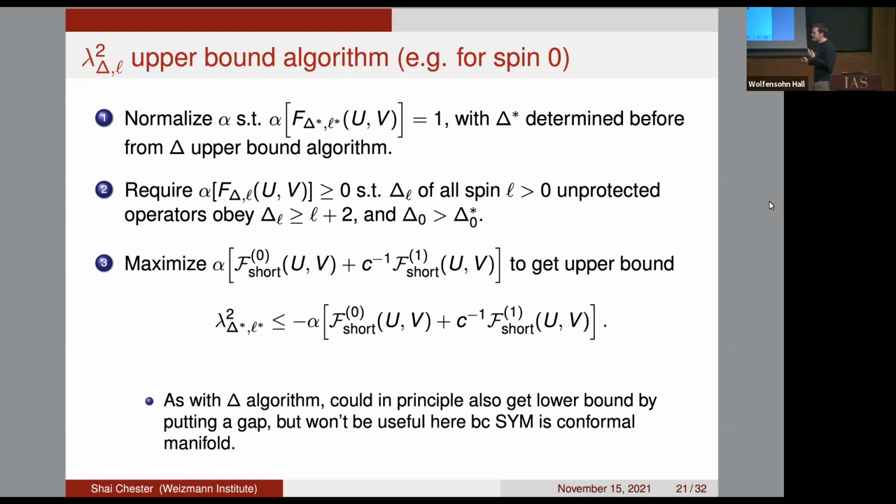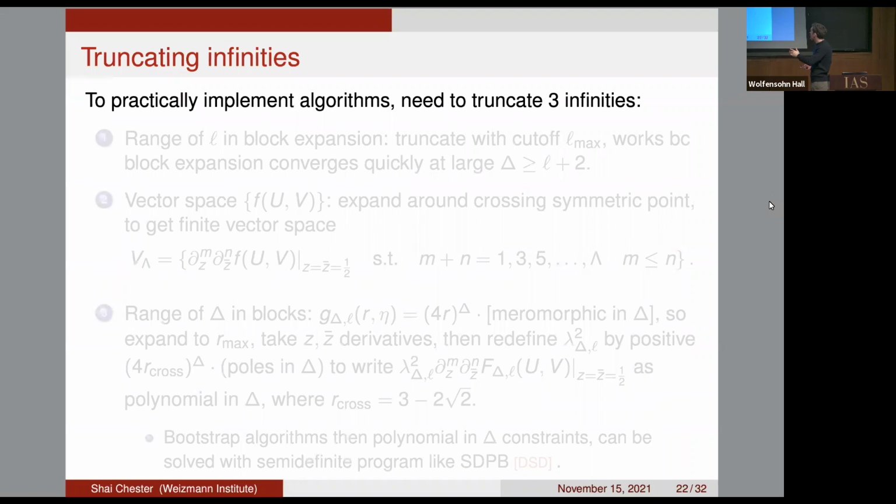So just as in the scaling dimension algorithm, in principle, you could also get a lower bound by putting a gap above this operator and then inserting this operator. But again, because super Yang-Mills is a conformal manifold, if you haven't put in the value of tau, there's no point of doing that because you wouldn't get anything. Okay, so here I just reviewed the two algorithms that were used in Rastelli et al.'s original work in order to bootstrap N equals 4 super Yang-Mills.